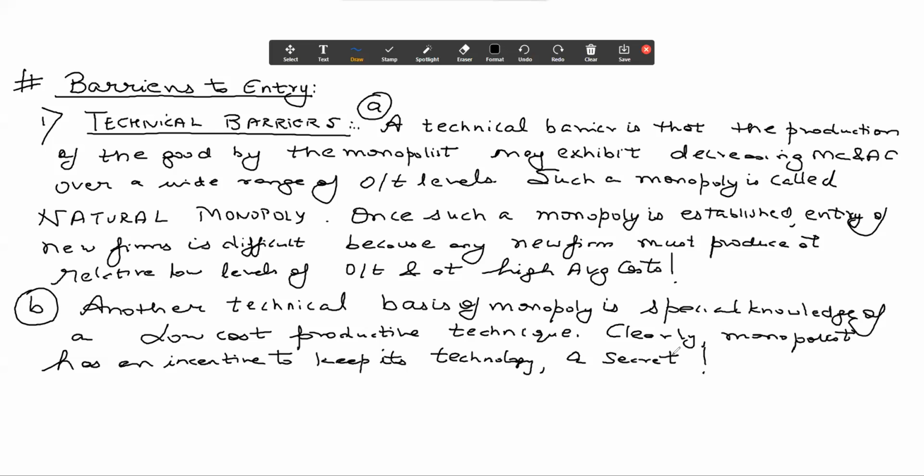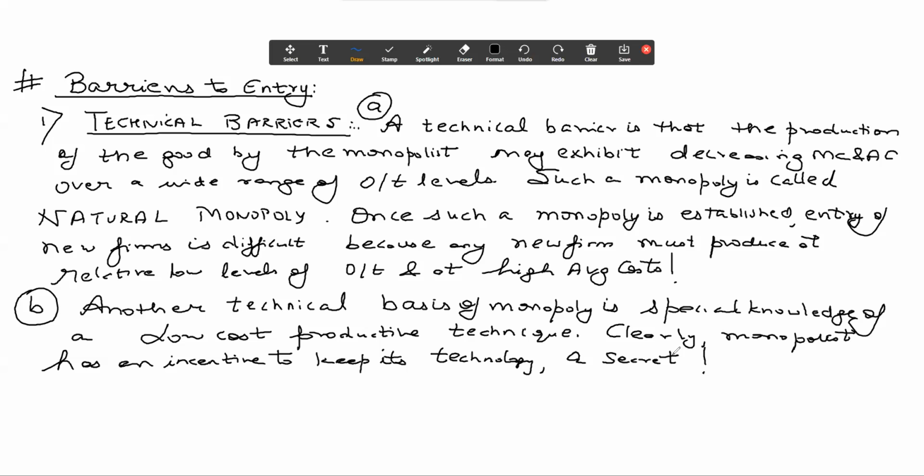When we talk about a monopolist, what is the reason for a firm being a monopolist? That firm may have a low cost productive technique which no other firm in the industry has. That is why that firm is a monopolist in the first place, because it has some low cost productive technique which no other firm has. Now this is like a weapon for the monopolist.